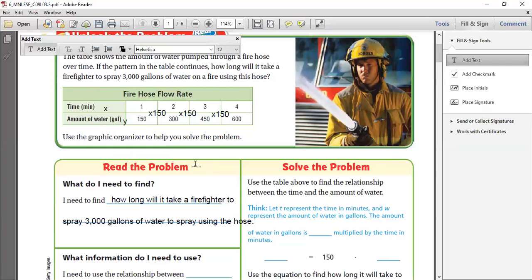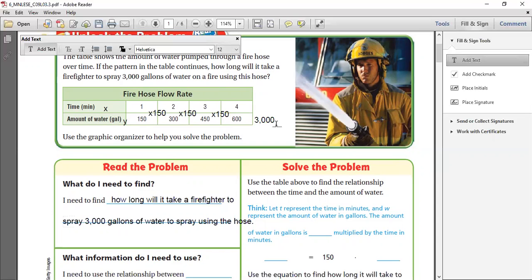Okay, now what are they asking you? Using 3,000 gallons of water, how many minutes will it take to spray 3000 gallons of water? So the gallons of water will be here. So here you will be having a number 3000.